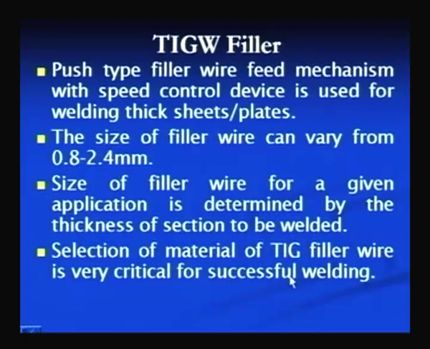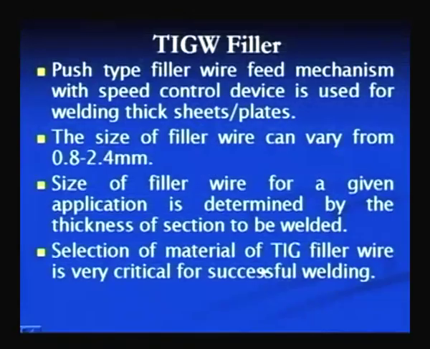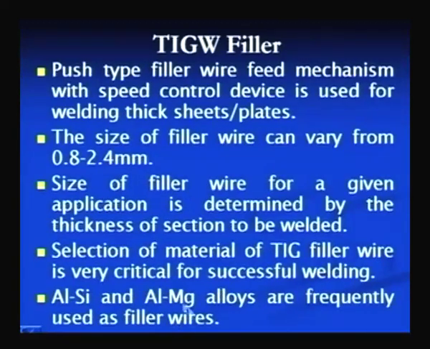And the selection of the filler wire depends upon the kind of material which is to be deposited. If improper selection of the filler wire is made, it may lead to very defective welds, a weld joint with a number of cracks and very reduced mechanical or metallurgical properties. Particularly, improper selection can lead to cracking and poor corrosion resistance. So, the selection of the material for TIG filler wire is very critical for successful welding. And normally, aluminum silicon and aluminum magnesium based filler wires are used for joining the aluminum sheets.